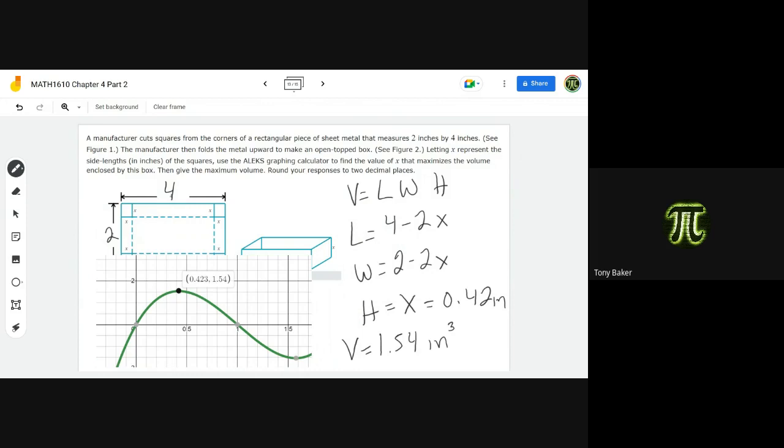I think the perimeter ones are harder than this one just because you might forget the other side or forget to divide by 2, those type of things. But these boxes are pretty straightforward.